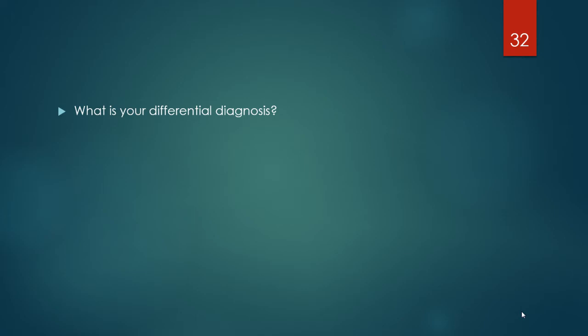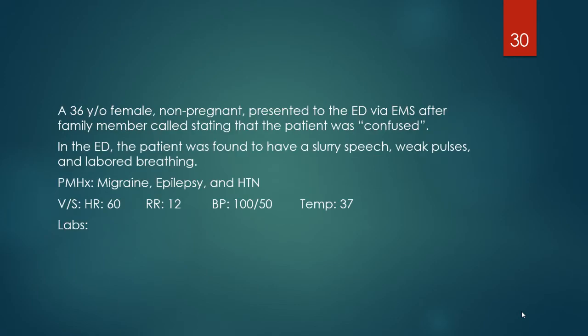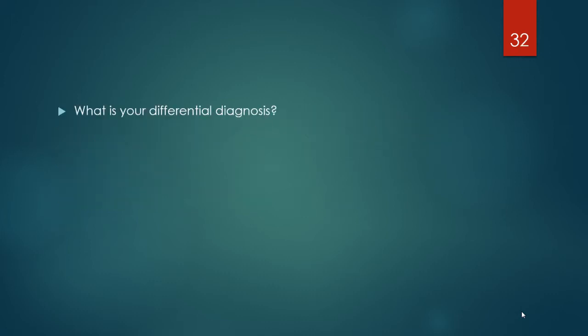So in every case, they are only giving the hints that need to be known. So she's confused, slurred speech, weak pulses, labored breathing, and she has a history of epilepsy. I think I gave it away. Any takers? 2020? Close enough. It's barbiturate.